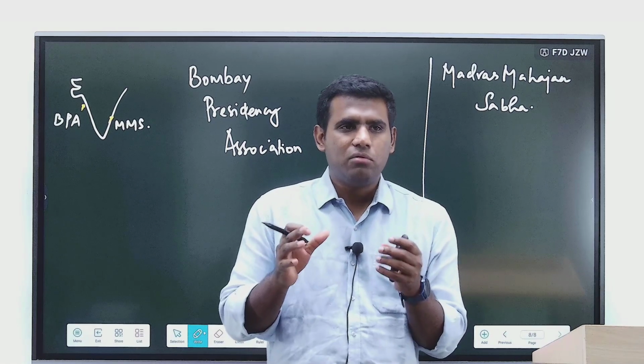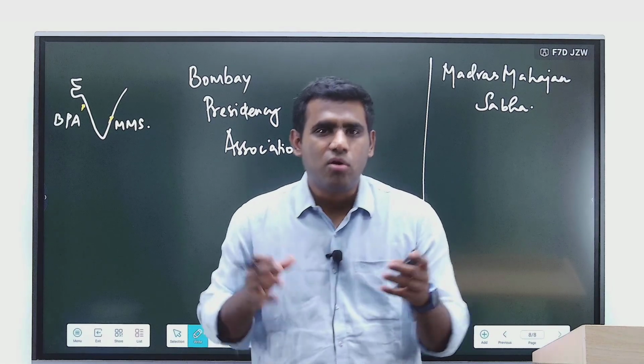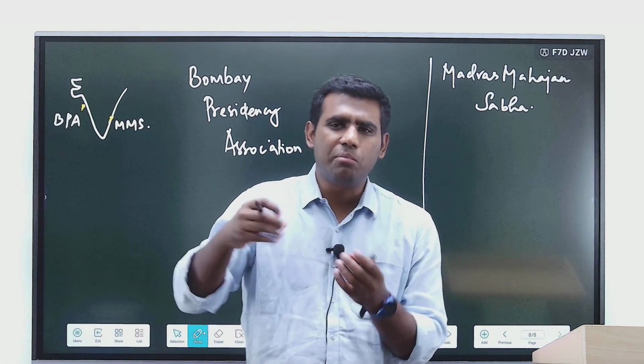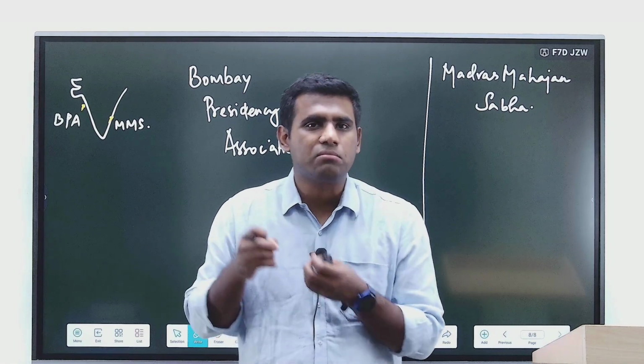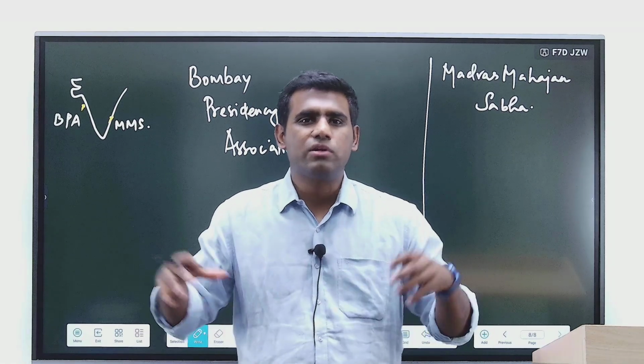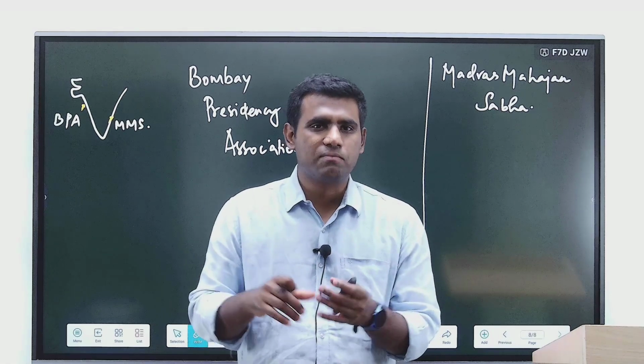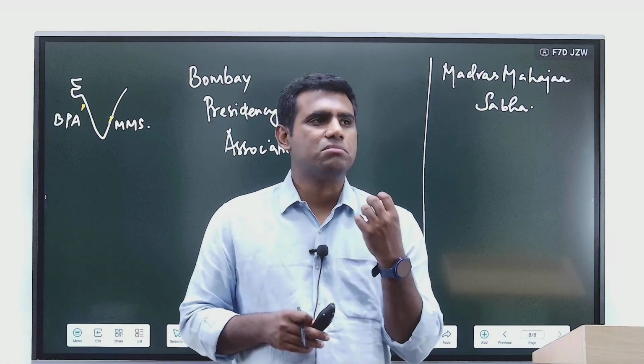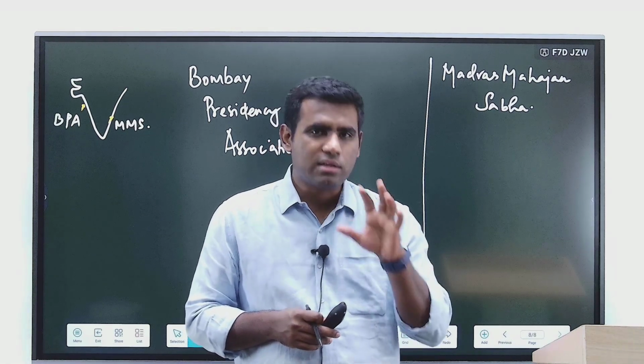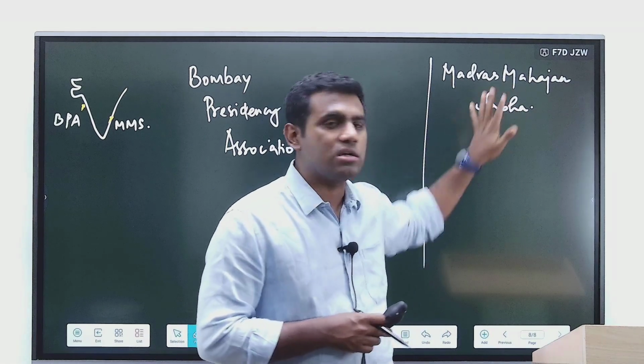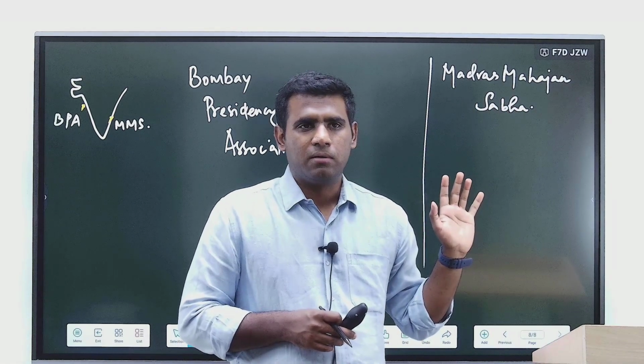It's to have a united platform for all these different small associations coming up in different cities and towns in Madras. They wanted all of it to unite and speak in one voice. So for that they need one singular platform, right? And that one platform was the Madras Mahajan Sabha, right?